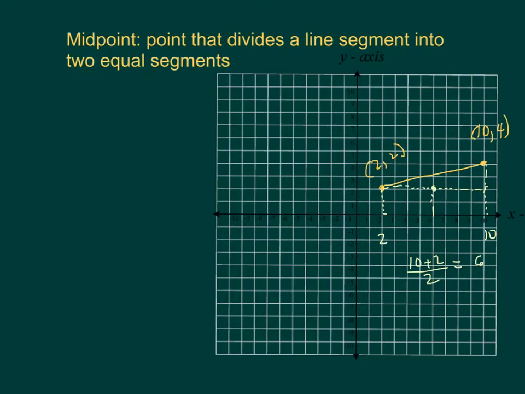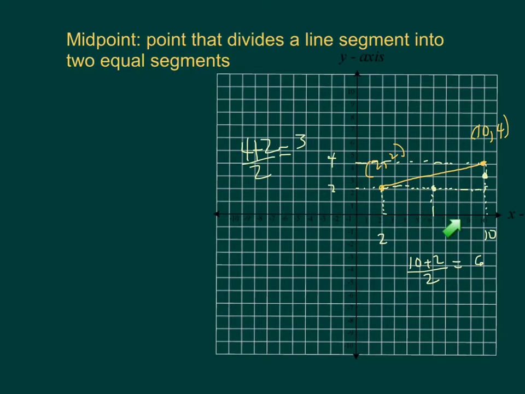Now, let's look at the y's. You got 4, and you got 2, and what's the middle? The middle is, obviously, 3. So at 3, that's the middle. So essentially what I've just done is I found the midpoint of my x-coordinates, and I found the midpoint of my y-coordinates.